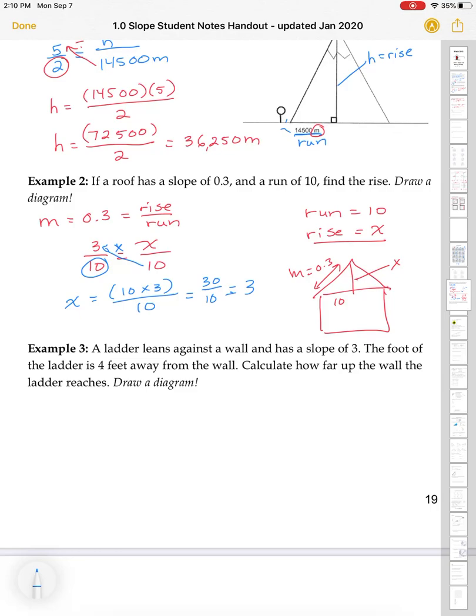So sorry, it would be 30 divided by 10, which equals 3. So our rise is equal to 3.